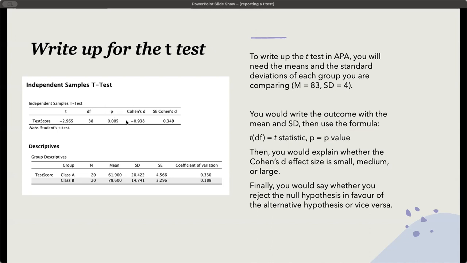And then finally, you're going to report the Cohen's d, and you need to say whether the effect size is small, medium, or large. And then you're going to say whether you will reject the null hypothesis in favor of the alternative hypothesis, or if you will reject the alternative hypothesis in favor of the null hypothesis. Remember, a good researcher will always state their hypotheses.